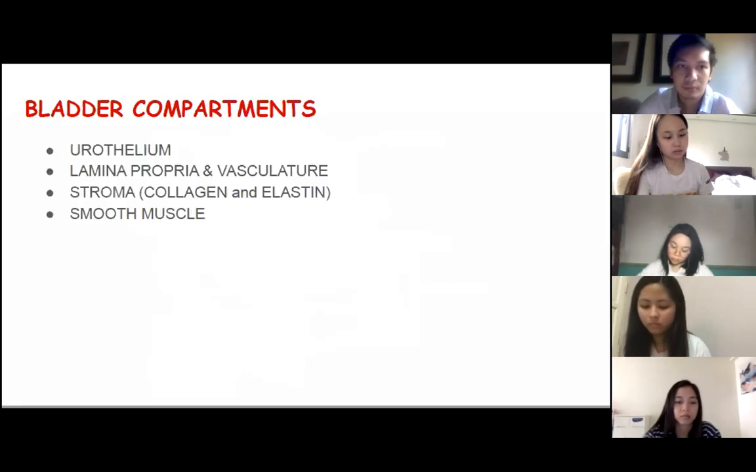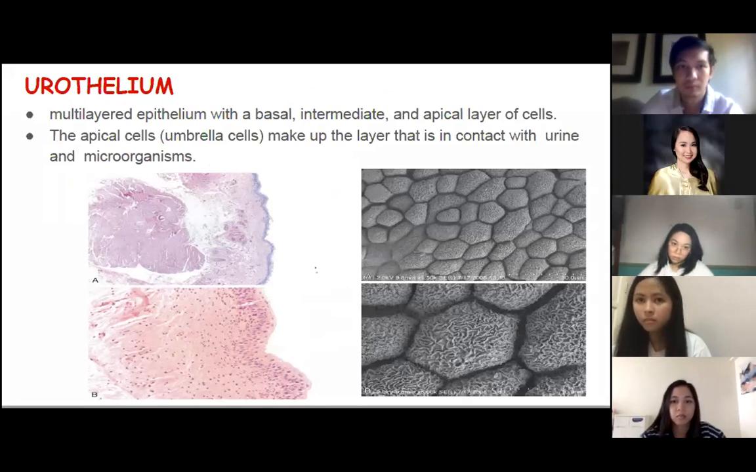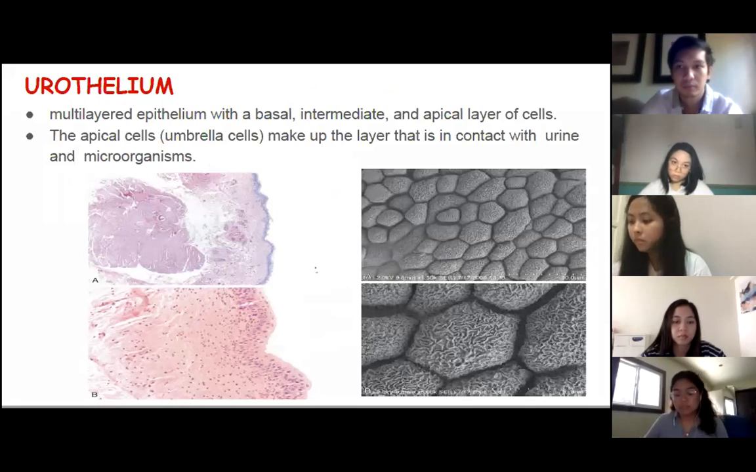So for the bladder compartments, we have the urothelium, lamina propria and vasculature, stroma, which comprises the collagen and elastin, and the smooth muscle. Next slide. So the urothelium is a multi-layered epithelium with a basal, intermediate, and apical layer of cells, which make up the layer that is in contact with the urine and microorganisms. They are also unique in their expression and assembly of a specialized class of proteins called the uroplakins. Next.